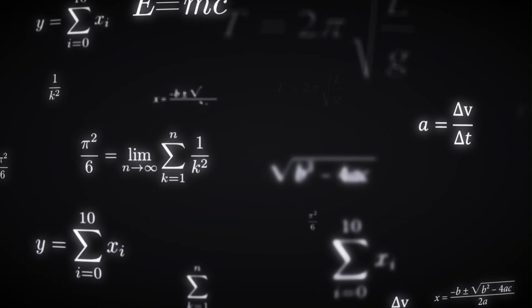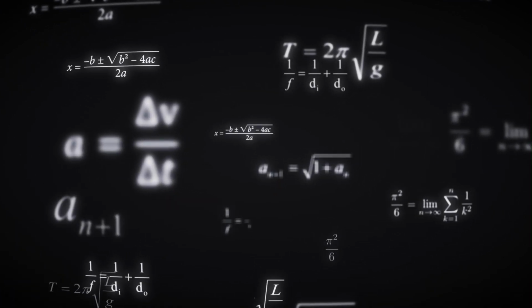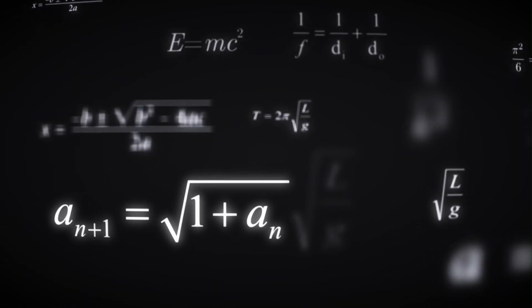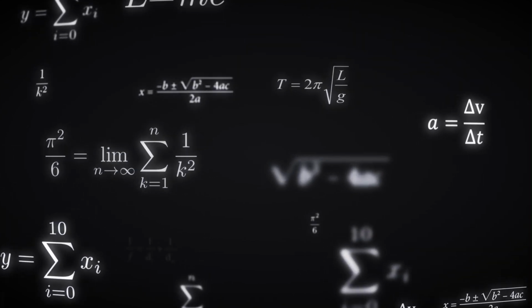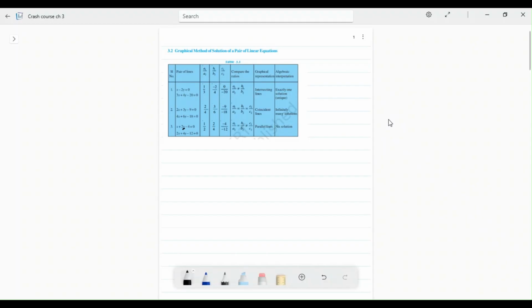Today we are diving into chapter 3 of the NCERT class 10 math textbook, pair of linear equations in two variables. Get your notebooks ready and let's crack this chapter in record time. In this chapter we will explore the concept of linear equations, their graphical representation, methods to solve them, and practical applications. Let's break it down step by step.